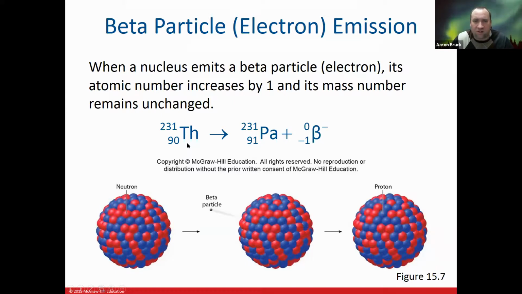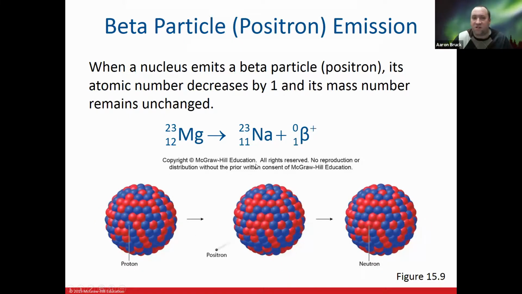For beta particle emission, same kind of thing. My beta particle gives me a charge of -1, so I'm going to add 1 to my atomic number. That's how I go from 90 to 91. So I went from thorium to protactinium. My mass number is not going to change at all, though, because the beta particle has no mass. So 231 before, 231 after. Again, the only change was in the atomic number itself.